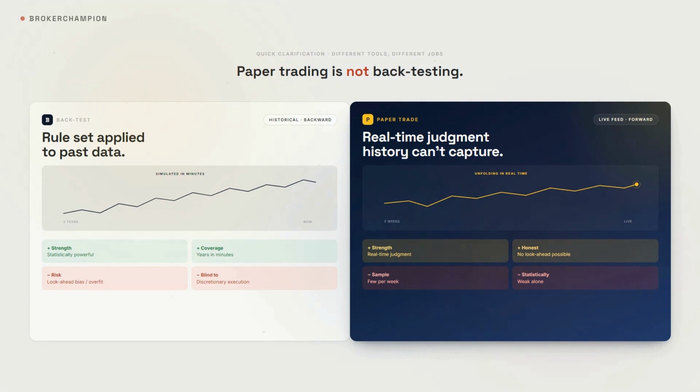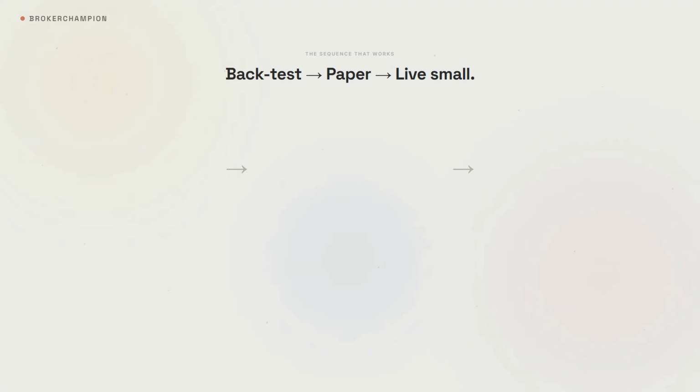A paper trade is forward, placed on a current live feed, held for whatever the trade takes. Statistically weak, you can only place so many a week, but it forces real-time judgment that historical data never can. These are different tools for different jobs.